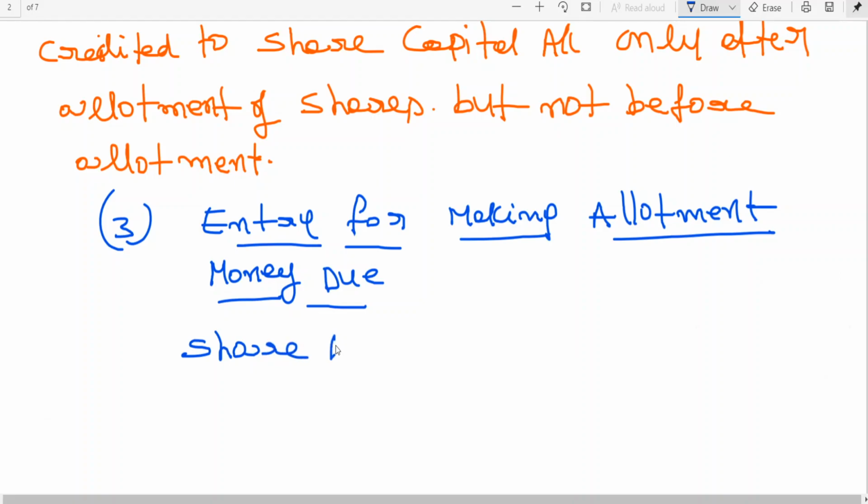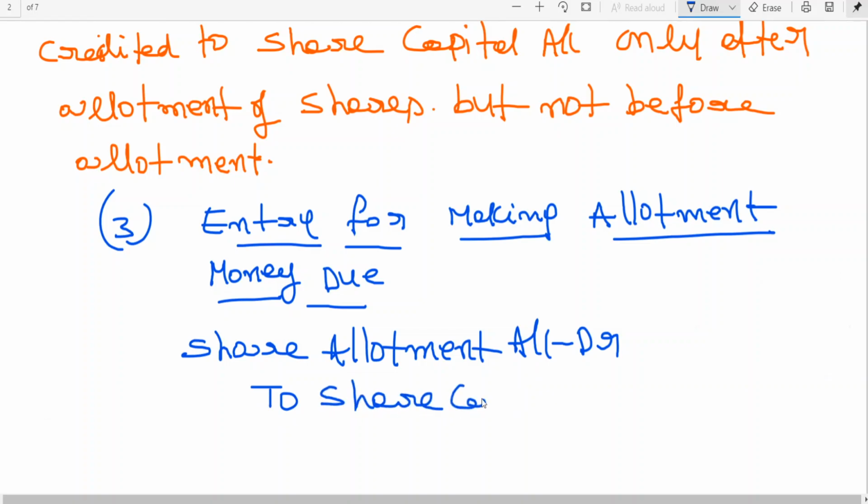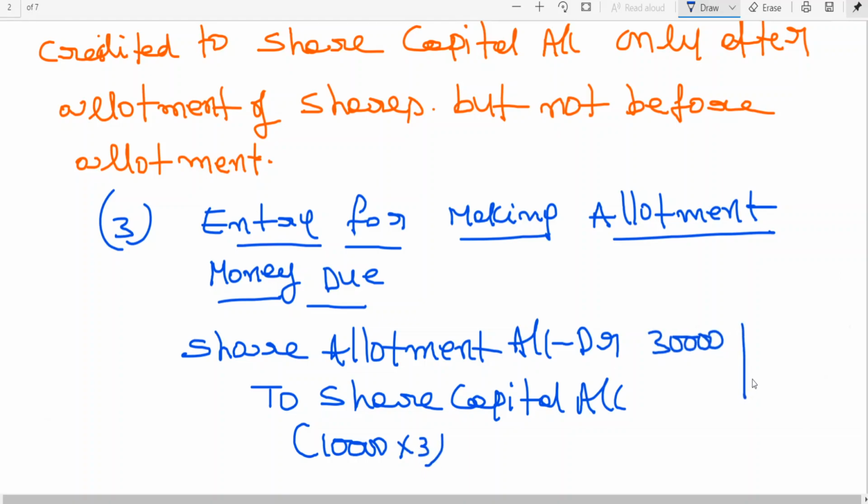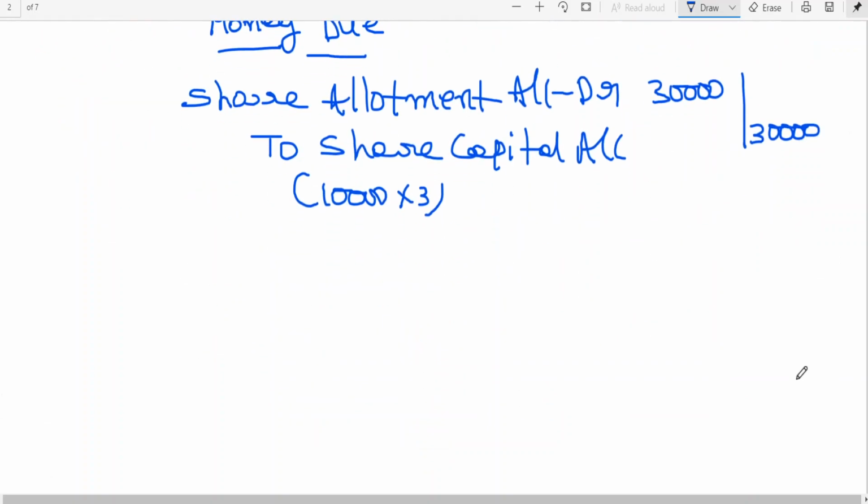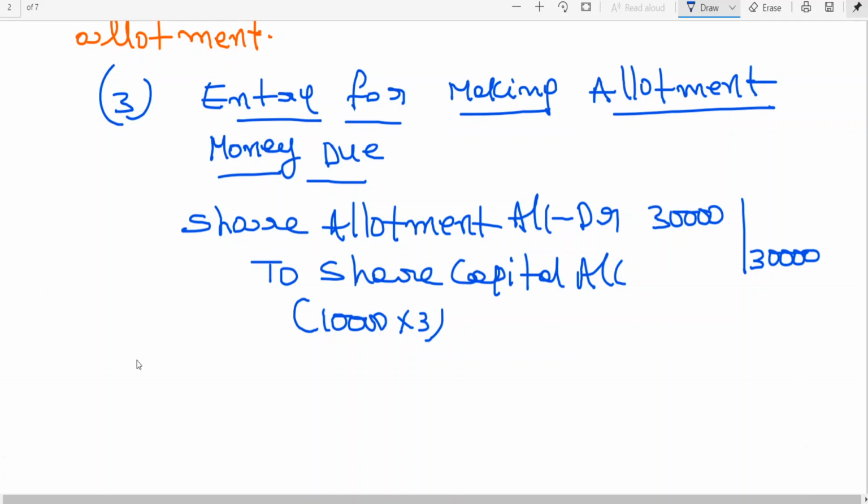Share allotment account debtor to share capital account. 10,000 shares into 3 rupees. It is coming to 30,000 rupees. Is this clear?